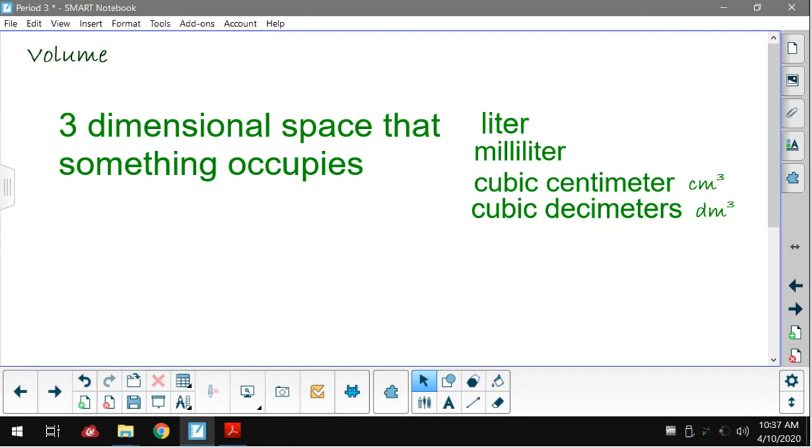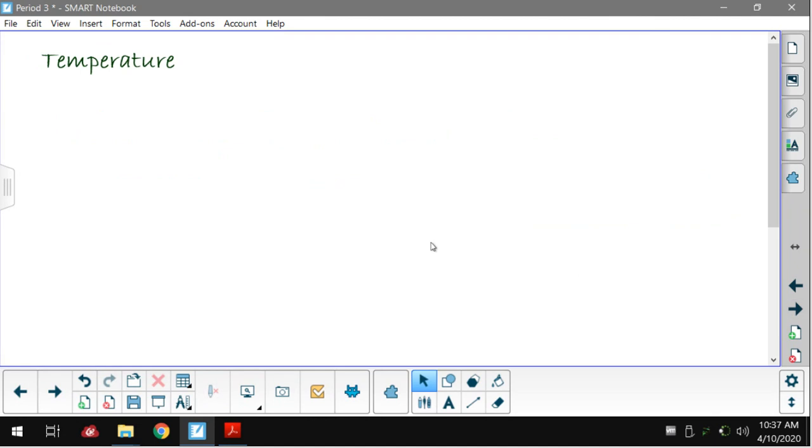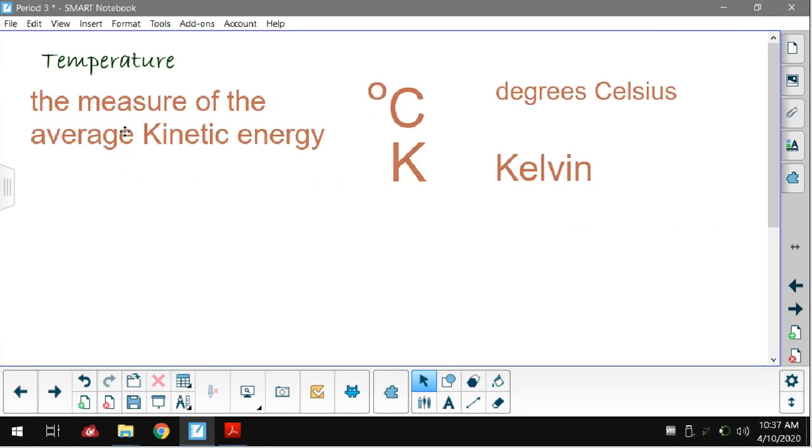But regardless, liter, cubic decimeter, basically the same thing. Milliliter, cubic centimeter, basically the same thing. A liter is 1,000 times greater than a milliliter. The next unit is temperature. Temperature, as you know, is the measure of the average kinetic energy, and temperature can be measured in either degrees Celsius or in kelvins. Now, for the gas laws, we have to use kelvins.